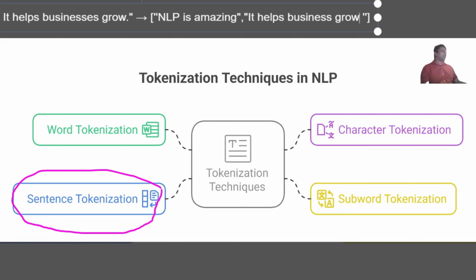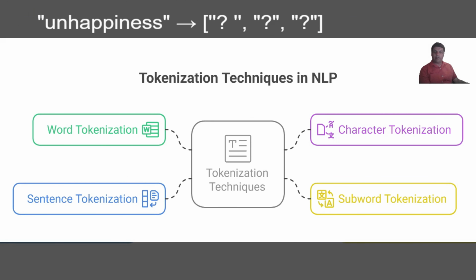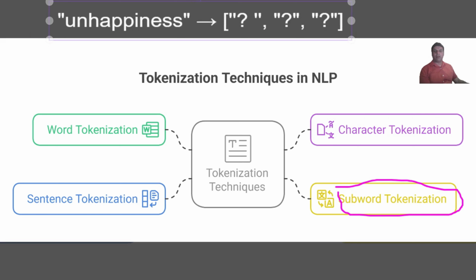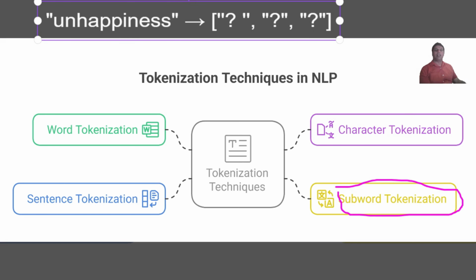Okay, so the third and final part is subword tokenization. Subword tokenization tokenizes the word based on substrings. I just put here one word, unhappy. So this is assignment question number 2.